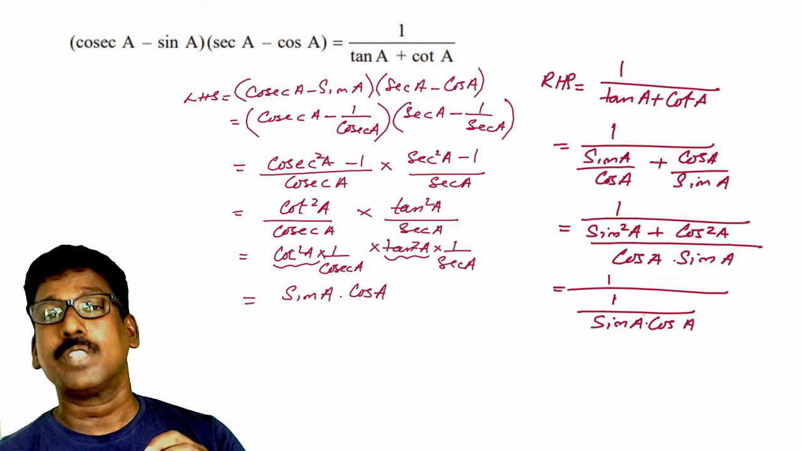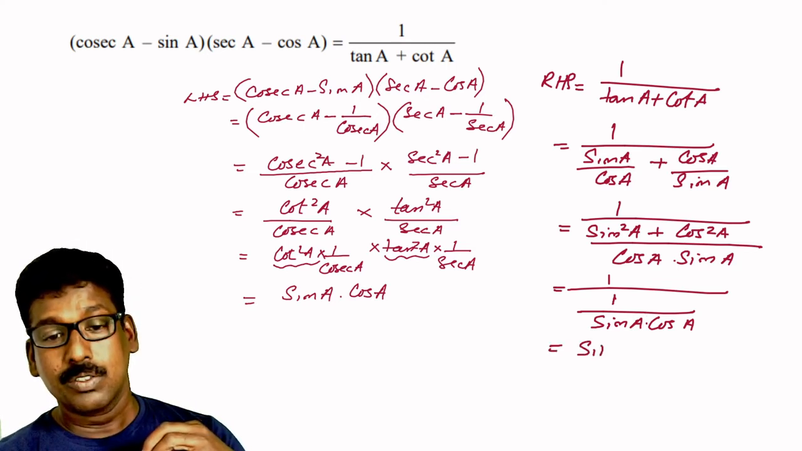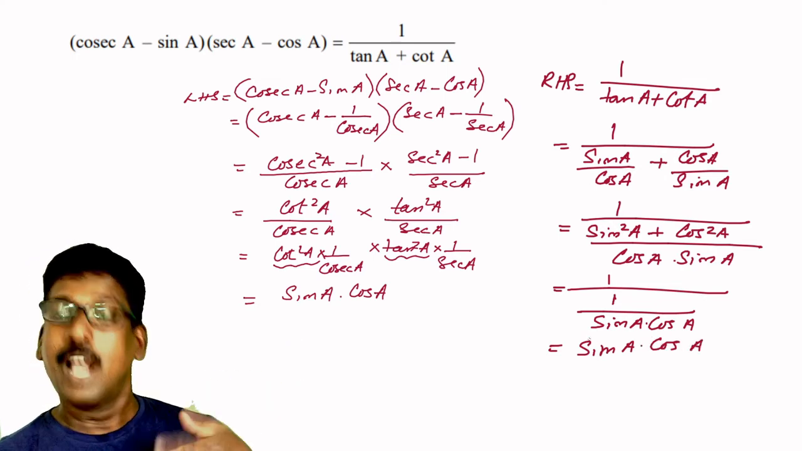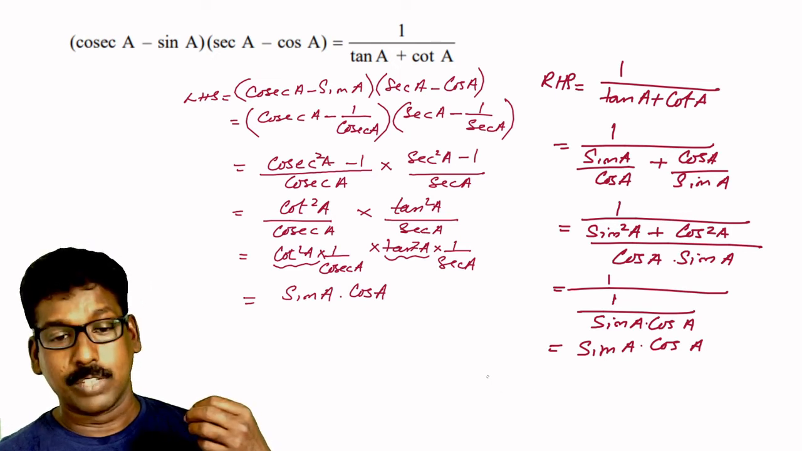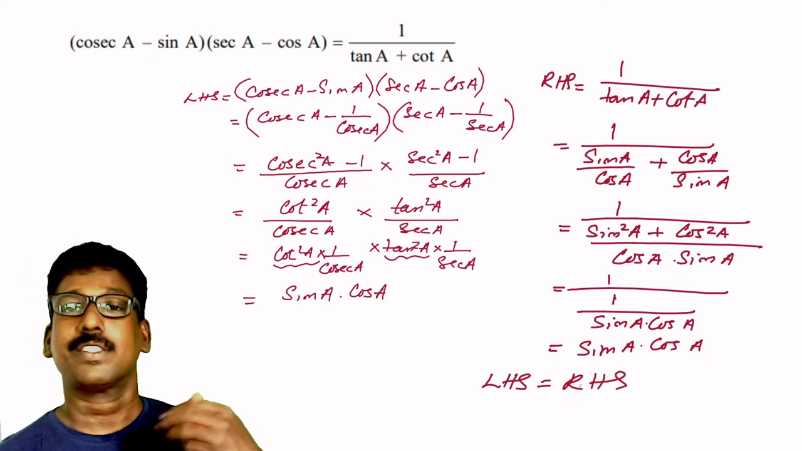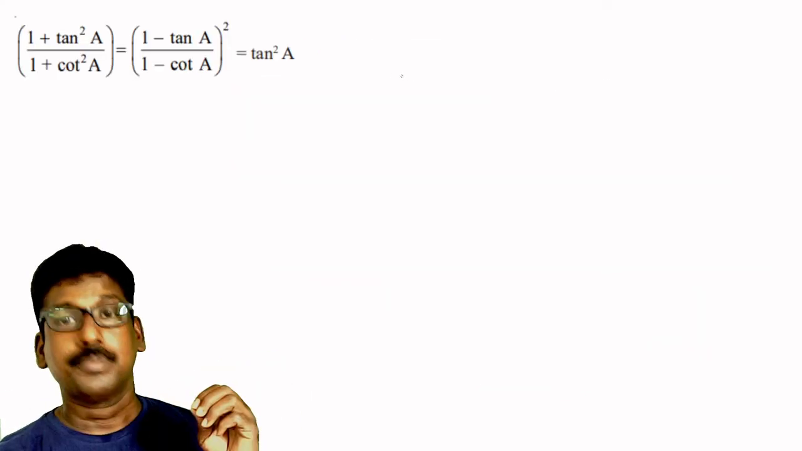1 by sin A cos A means 1 into sin A cos A by 1, which is equal to sin A cos A. So on the LHS you got sin A cos A, and on the RHS you also got sin A cos A. So you can write LHS is equal to RHS. Hence it is verified. Now look at the last question.